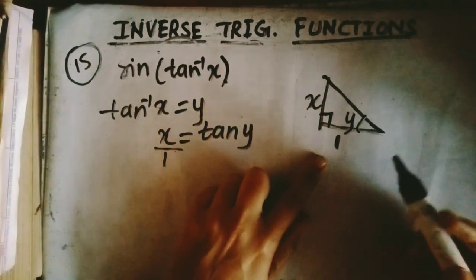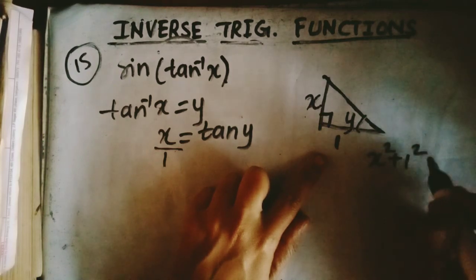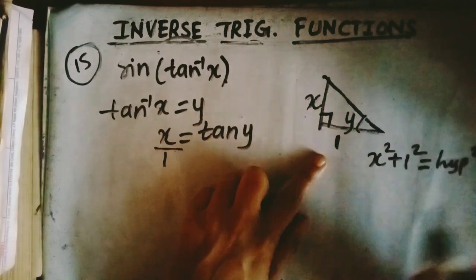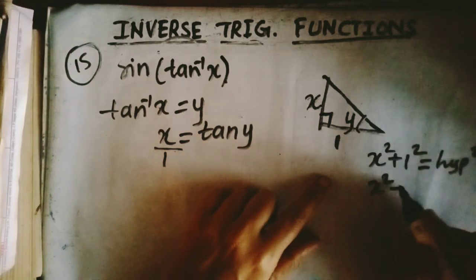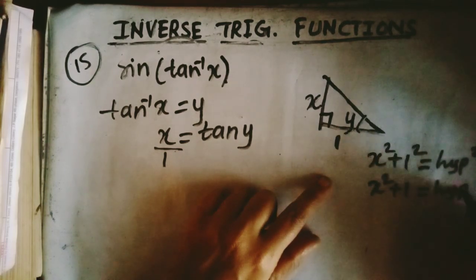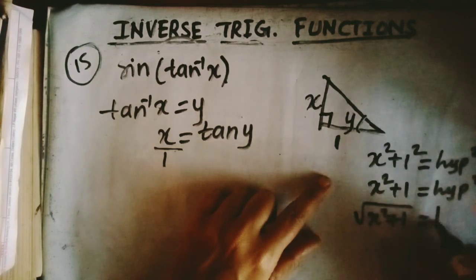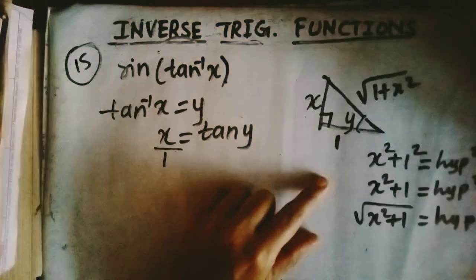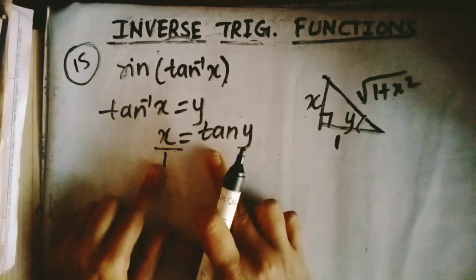So hypotenuse will be what? x square plus 1 square equal to hypotenuse square. So your x square plus 1 equal to hypotenuse square. So this is root of x square plus 1 equal to hypotenuse. So hypotenuse is root of 1 plus x square. Okay. So from this you have to write sine.